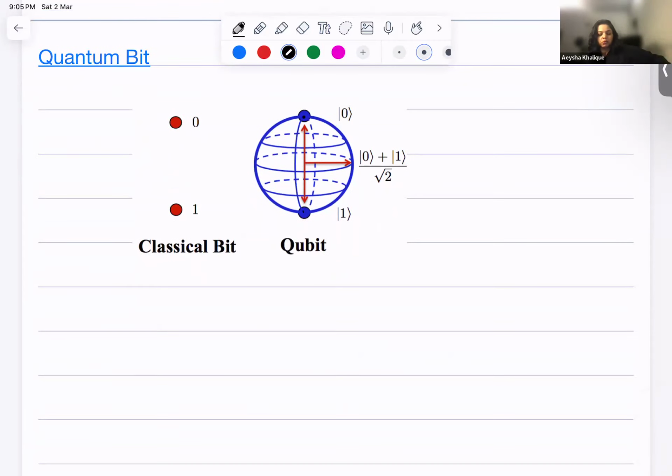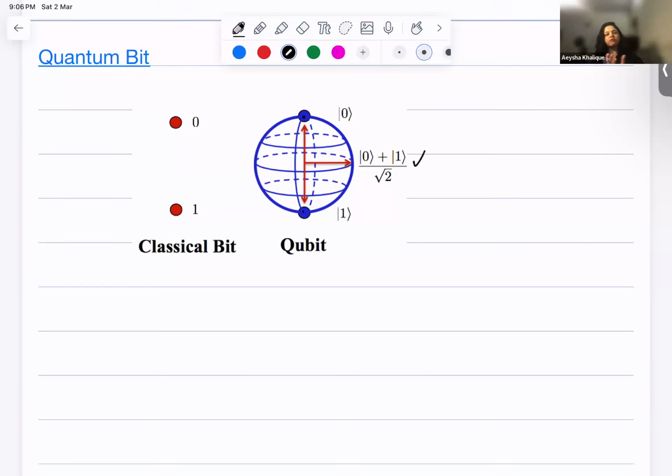The quantum bit, as you would have known by now, let's see this again: there is a classical bit which has just two possible states. One is 0 and the other is 1. But the quantum bit can exist in a superposition of 0 and 1. For example, it can have a state (0 plus 1) over root 2, which is a superposition of 0 and 1.